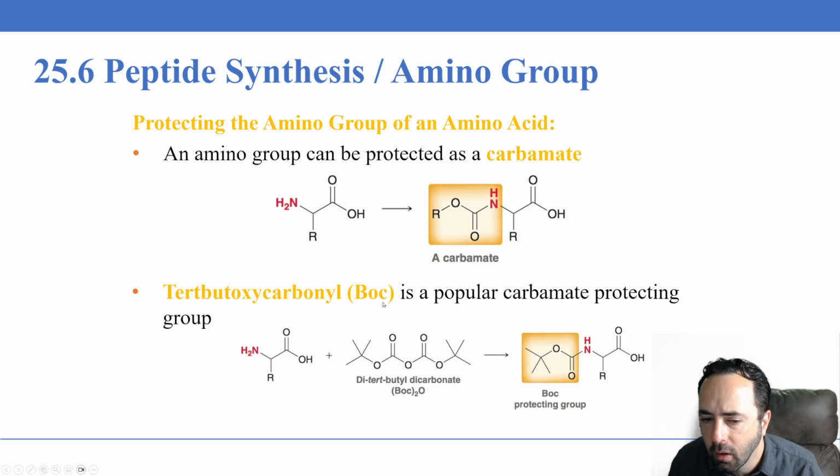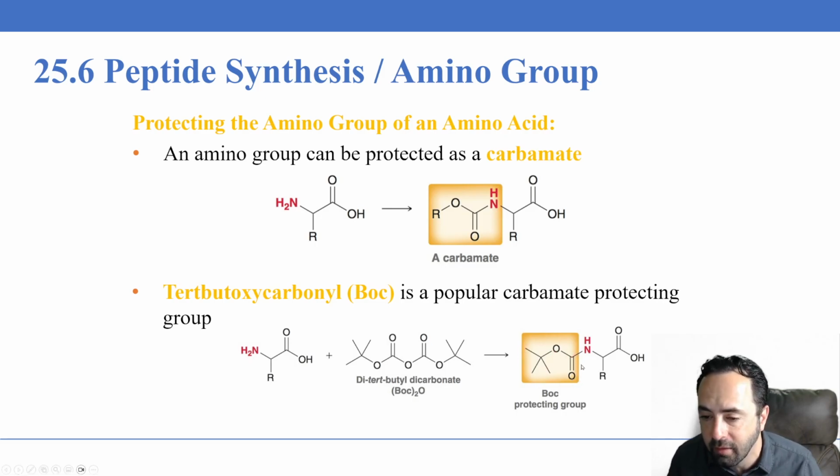So in terms of what is commonly used for carbamate protecting group, ditert-butyl dicarbonate is generally used. So ditert-butyl and then dicarbonate is this central area here. And this will form for us a tert-butyl ether type group. It's kind of like an ester type group. It's kind of like an ester and an amide at the same time here. But we have this protecting group.